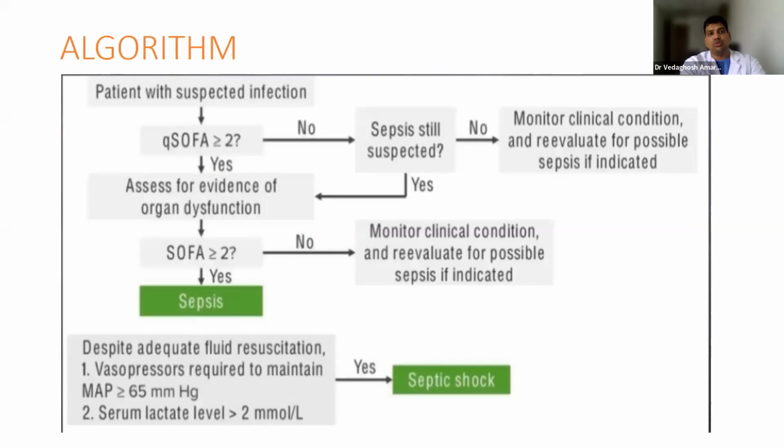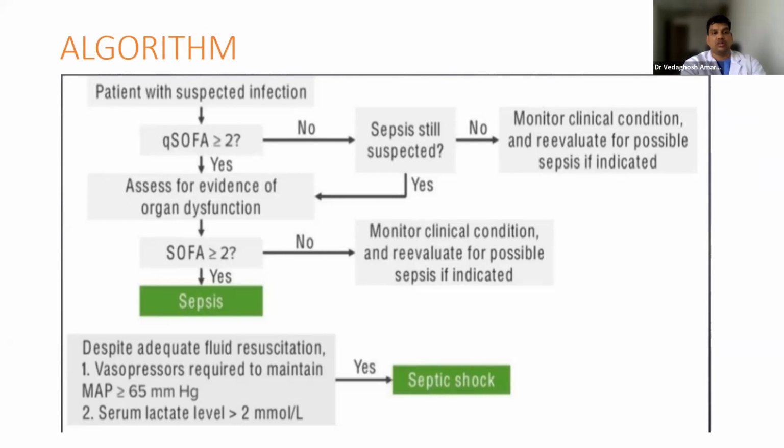So how do you go about a patient who comes with a suspected infection? Whenever a patient comes to you, you do a qSOFA score as we discussed. Whenever the qSOFA is greater than or equal to 2, you assess for evidence of organ dysfunction, and you will shift this patient to ICU. Once you measure all the investigations, if the SOFA score is greater than or equal to 2, you will classify this patient as sepsis and adequately resuscitate the patient. Even after resuscitation with fluids, if vasopressors are required to maintain a BP of greater than 65 and lactate levels are still more than 2, you will define this patient as septic shock. So this is how you go about it.